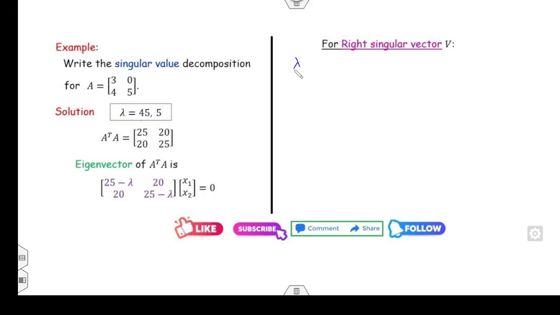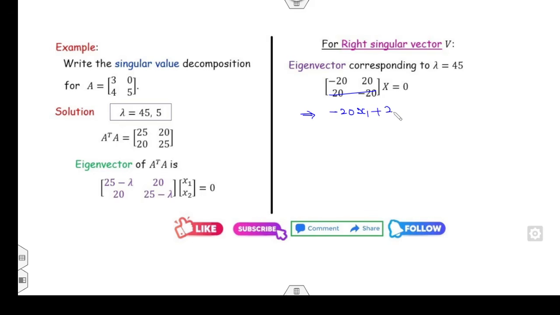Then let's start with lambda equal to 45. Eigenvector corresponding to lambda equal to 45. Substitute in equation number 1. You will get the matrix minus 20, 20, 20, minus 20 times x1, x2. Fine. I can delete the last line, which implies 20x1 plus 20x2 is equal to 0. If you solve them, you will get x1 is equal to x2. I call this number K.